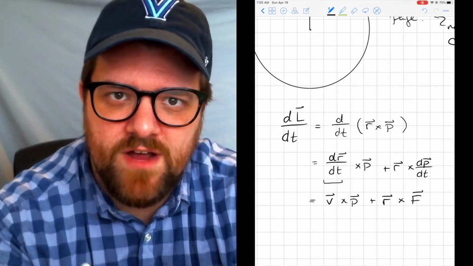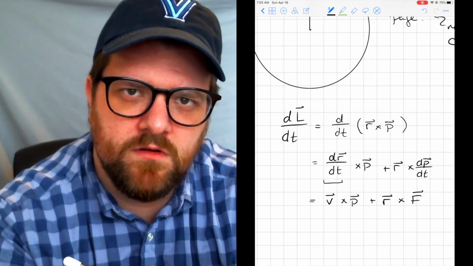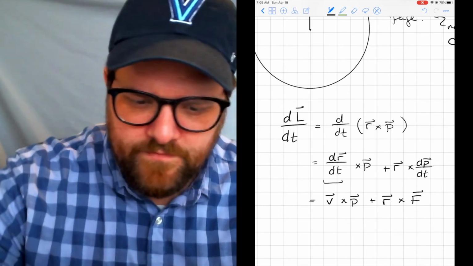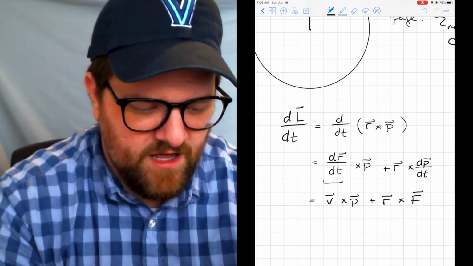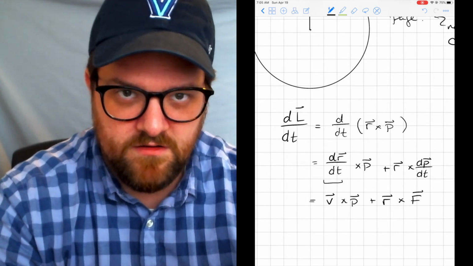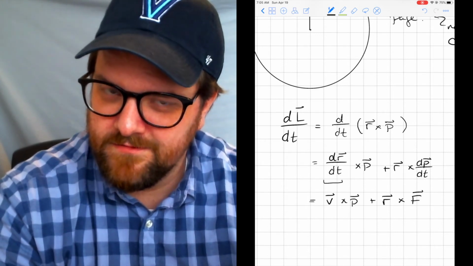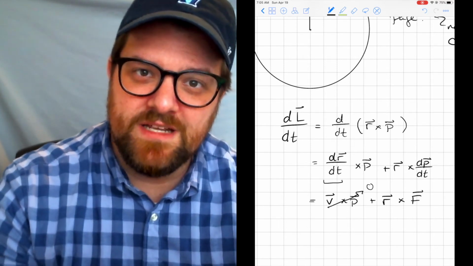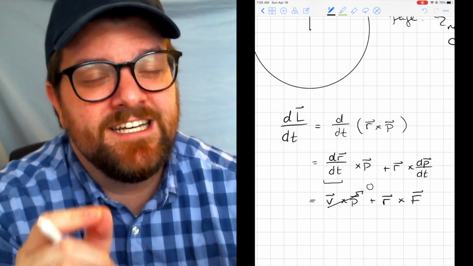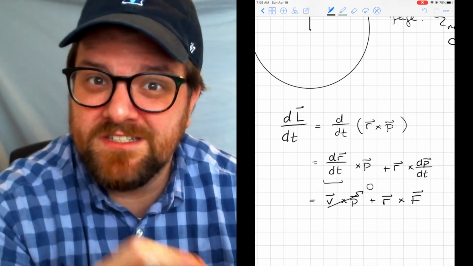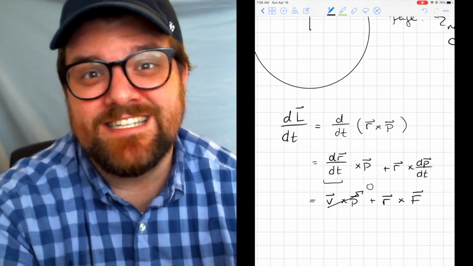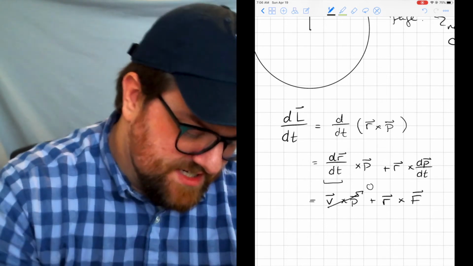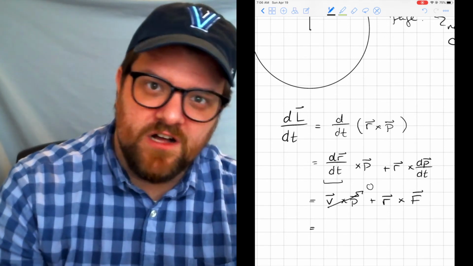If they're the same direction, that means the angle between them is 0. Let me quickly do a little bit of math here. Here's my calculator. If I find sine of 0, that gives me 0. So this entire cross product actually goes to 0, because they are parallel, and the cross product is maximized when the angle between vectors is 90 degrees, not 0. That whole cross product goes to 0, and I'm left with r cross F.